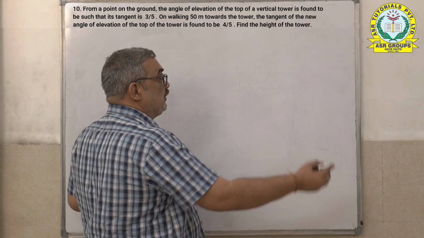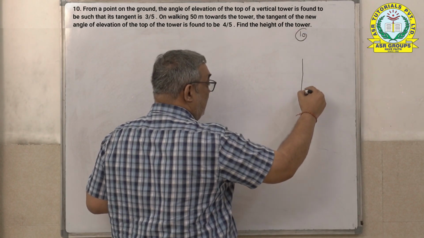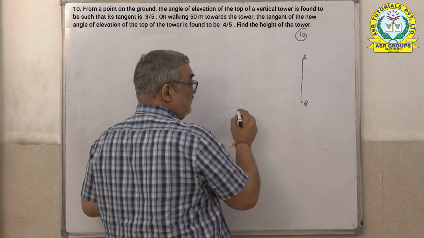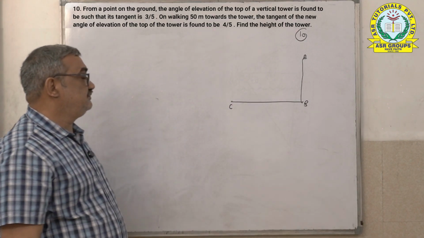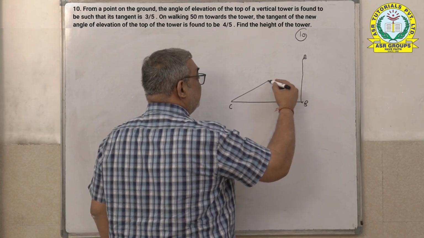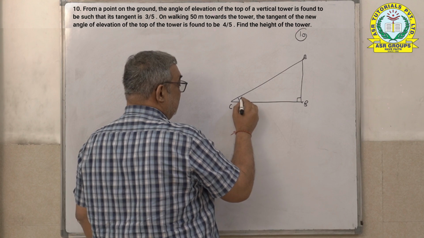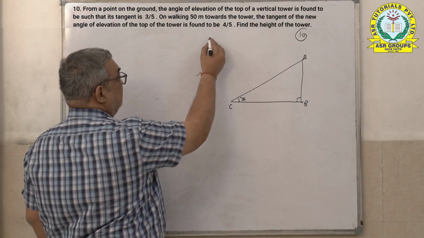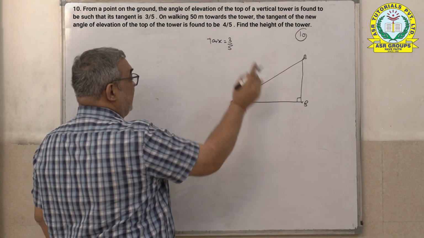Welcome to the sum number 10. This is the tower. A person stands here, right? When you see the top of a tower, this is angle x, and given that tan x is 3 by 5.